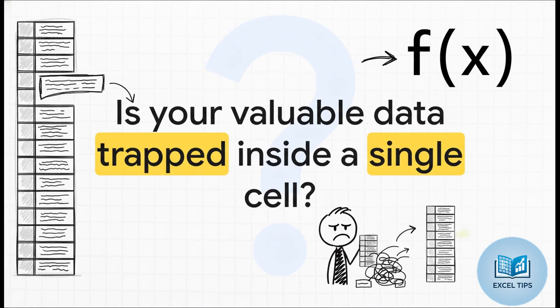We've all been there. You get a data dump, and all the good stuff, like employee IDs, product codes, whatever it is, it's all just trapped inside one long, messy text string. It's so frustrating, and the thought of cleaning it up by hand, it could take hours.